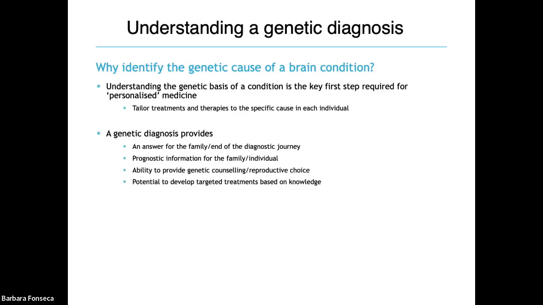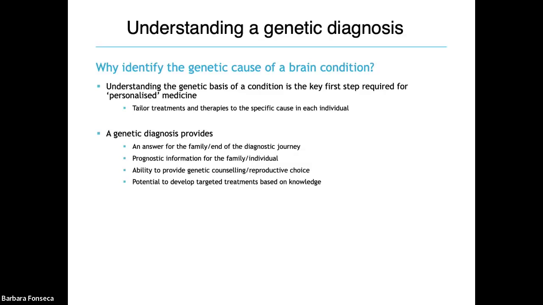I just wanted to talk about the genetic diagnosis now. So why identify the genetic cause of a brain condition? Because this is the first and a very key step required for something that is coming and is called personalized medicine. So treating individuals with clinical treatments, perhaps based on their genetic mutation. And so we can tailor treatments and therapies, hopefully in the future, to each individual.